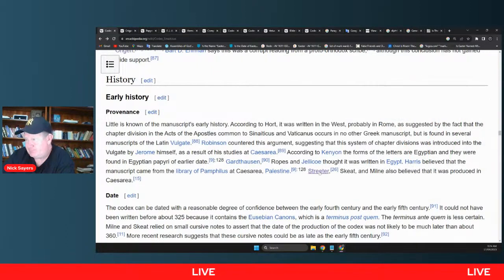Streeter. So we looked at Streeter, Skeat and Milne. Very interesting, these guys, because they did a lot of translation work from languages into Latin. Also believed that it was produced in Caesarea. Okay, so people are saying, okay, it's in Caesarea. Okay, it had Egyptian letters. So there's a lot of opinions here. So he's saying the letters are Egyptian. He's saying that's the style that it's written in. But people are saying it's from Caesarea.